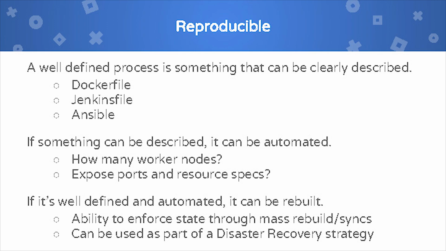So if you can describe something, you can then automate it, right? If you know the steps that you need to follow, generally speaking, you can do things like how many worker nodes you need, what ports you want to open on your container, how much resources should I allocate for this application, right? So now we can automate it. And the best part is if you have something that's well defined and you have it automated, you can use that to rebuild it, right?